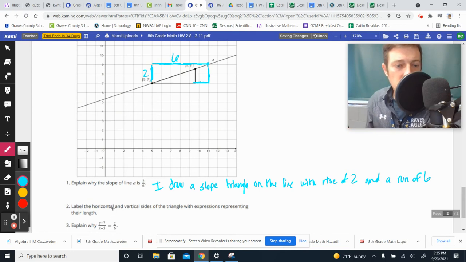Label the horizontal and vertical sides of the triangle, the one that's there already, with expressions representing their length. Okay, so let's start with this one that I'm labeling here in gold. The length of that height in terms of an expression. So I'm going to do that.